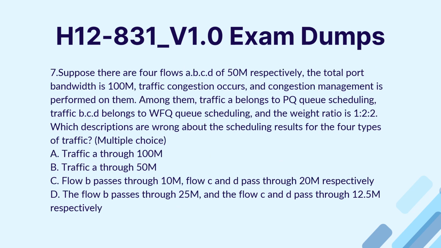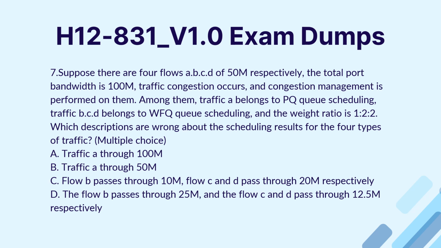7. Suppose there are 4 flows A, B, C, D of 50 M respectively. The total port bandwidth is 100 M. Traffic congestion occurs, and congestion management is performed on them. Among them, traffic A belongs to PQ scheduling, traffic B, C, D belongs to WFQ scheduling, and the weight ratio is 1:2. Which descriptions are wrong about the scheduling results for the 4 types of traffic?